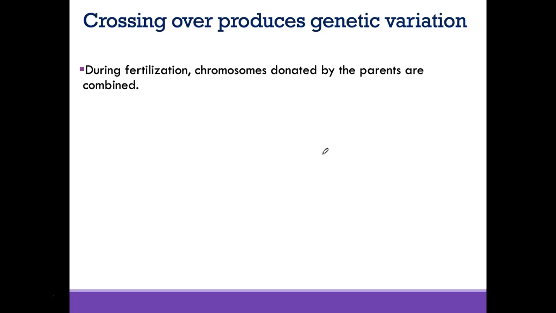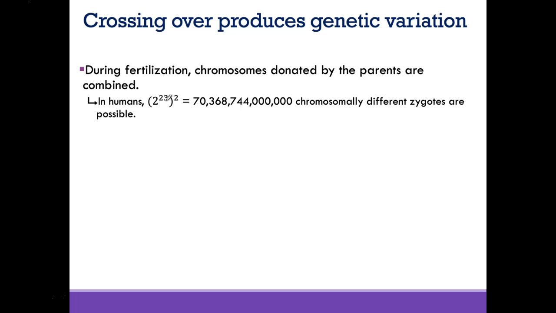Right? In fertilization, we're getting males and females both contributing their chromosomes. So we have to take that number of 8 million and square it. So there's 8 million possibilities in eggs that could combine with any of the 8 million possible sperms of the partner. With that, we get over 70 trillion different possibilities for zygotes. That's without crossing over. That's if all the chromatids remained intact.